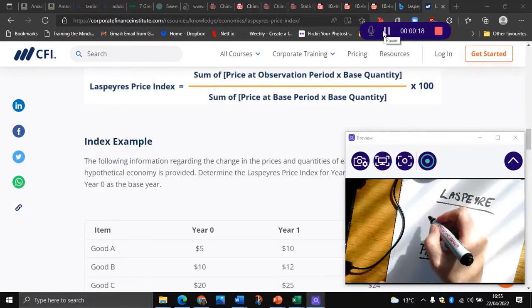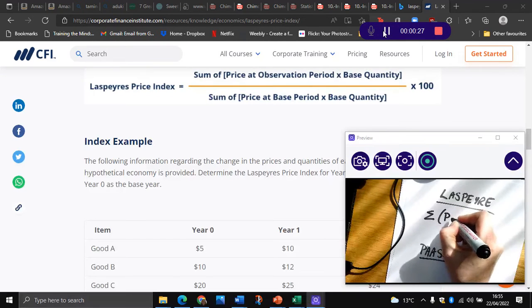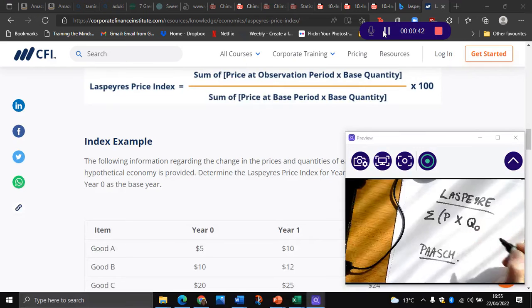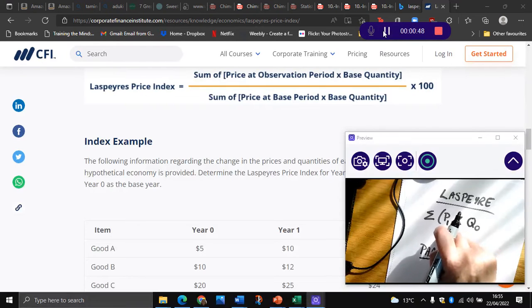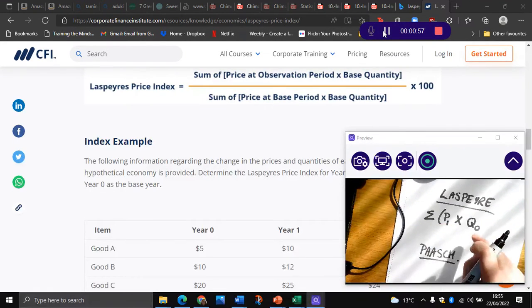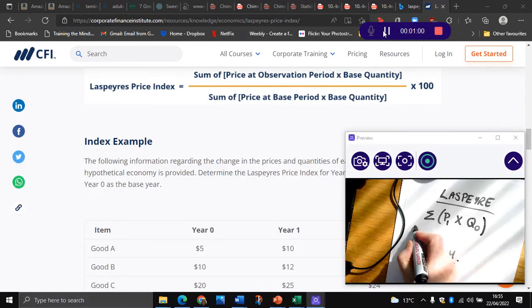So the price index of a basket of goods for Laspeyre is equal to the sum of the price of the observation period, which I'm thinking of as the current year, multiplied by the quantity of the base year. So let's say it's a P1, the index, sorry, I don't mean that, maybe that is why it's called an index number, but that little number 1 means a later year, the 0 means the base year that you're using.